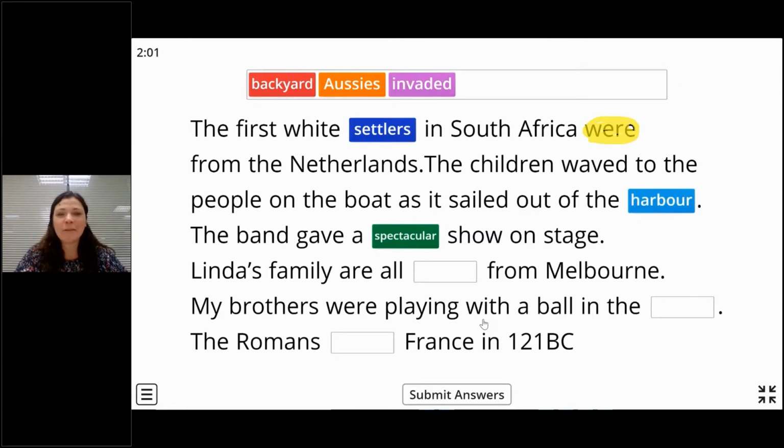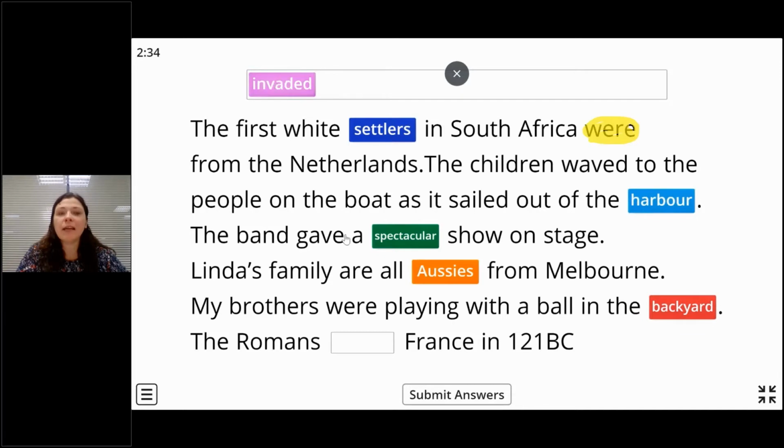Great. Linda's family are all from Melbourne. How do we call people who live in Melbourne? By the way, do you know where Melbourne is? Aussies, right? So Melbourne is actually a city in Australia. My brothers were playing with the ball in the backyard, and the Romans invaded France in 121 BC. So let's check.